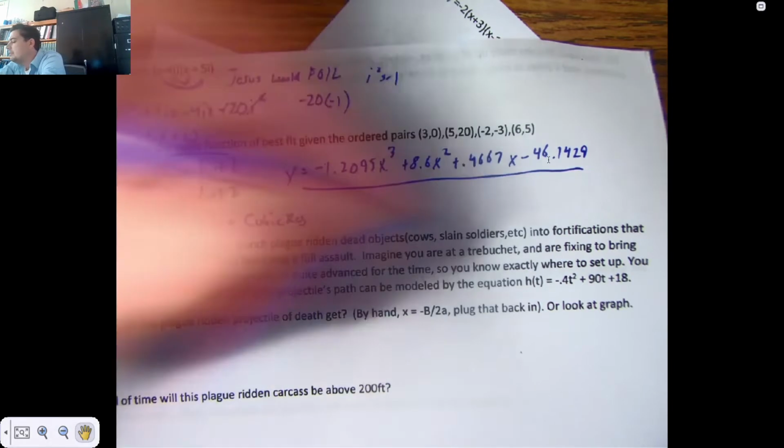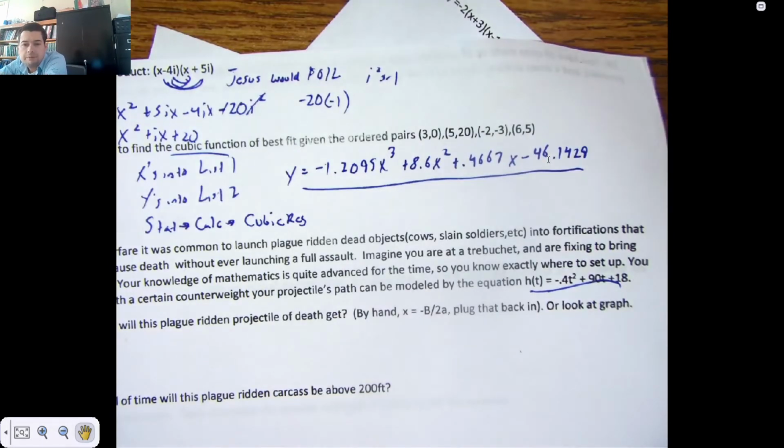An equation is given to you, not even asking you to form it. It's negative 4/10 of t squared plus 90t plus 18. That equation is obviously flawed. But anyways, who cares? Just go with it. I modified it quite a bit. How high in the sky will this plague-ridden projectile of death get? That happens at the vertex, and we'll do it by hand. We'll do it in TI-84.